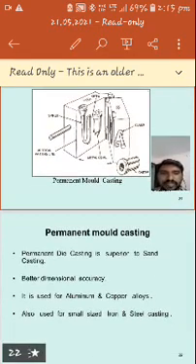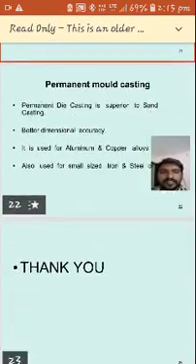Tomorrow we have other special casting methods, that is the CO2 process, and other leftover processes. Thank you.